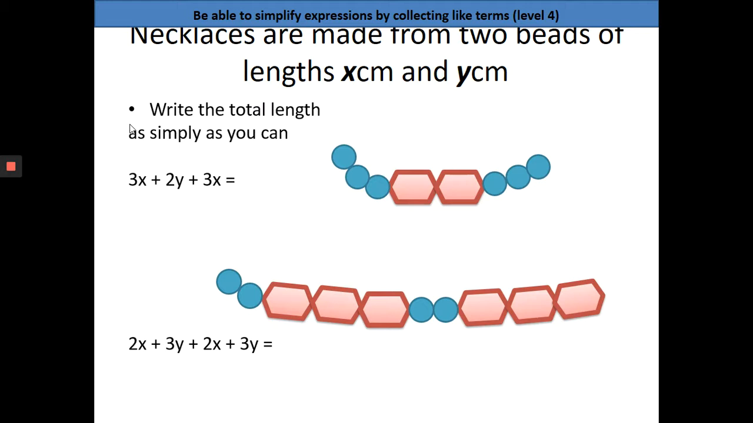So for the bottom one, you should have 2x add 3y add 2x add 3y. The x's can go together and the y's can go together. Therefore, we have 4x add 6y as the total length.